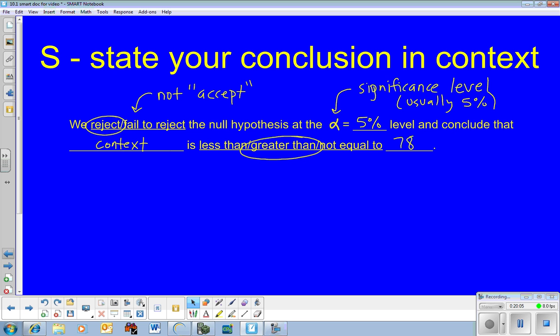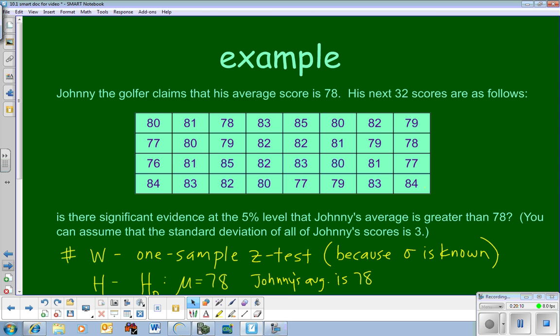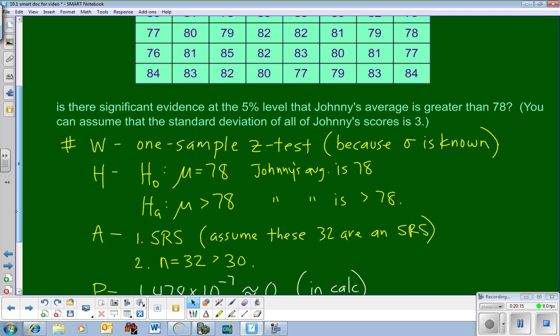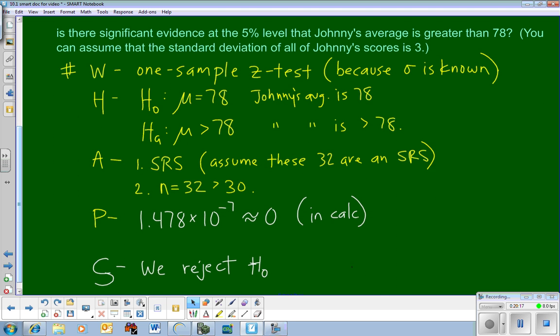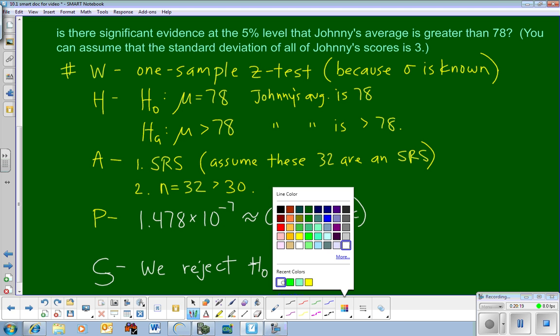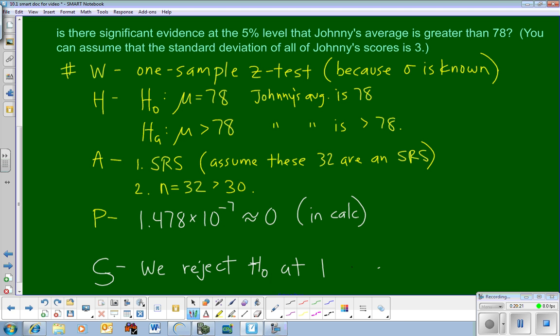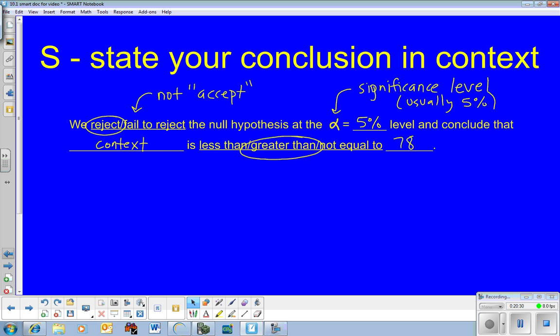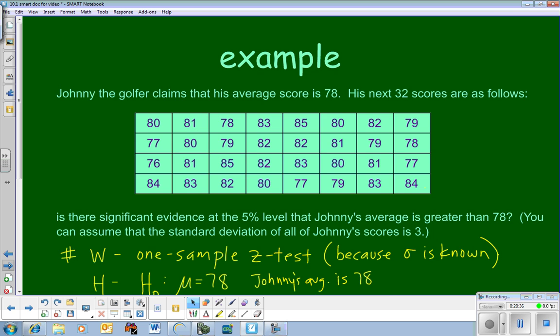This is almost 0, so we would reject it at 1%. We definitely reject it at 5%. And the question was for 5%. So we reject the null hypothesis at the alpha equals 5% level, and conclude that Johnny's average is greater than 78.